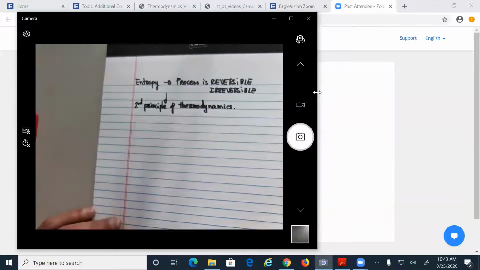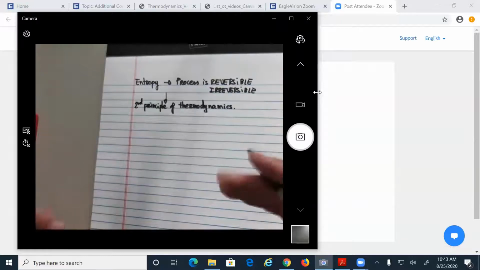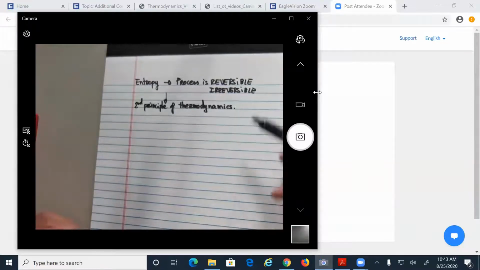Okay, so this will be mainly the 3 big parts of the class. First, derivation of the first principle of thermodynamics, then we study what is entropy, and then we combine the first principle with entropy, and we derive the second principle of thermodynamics, okay?